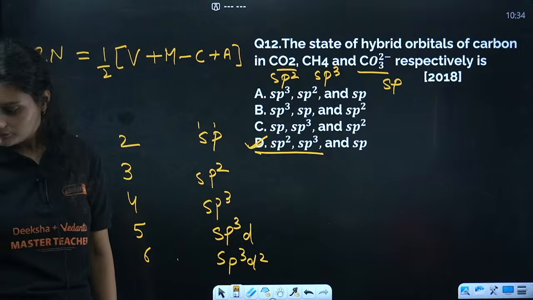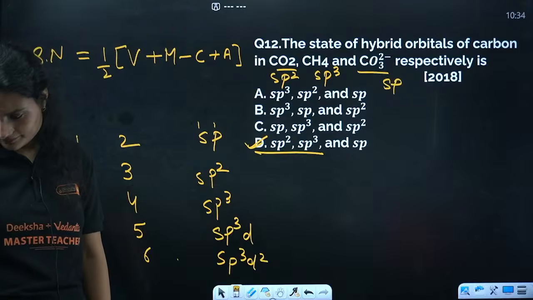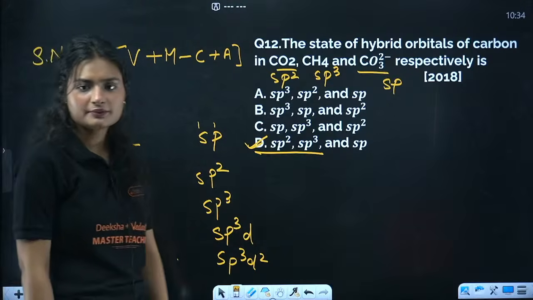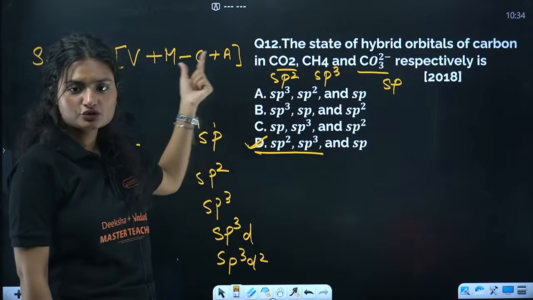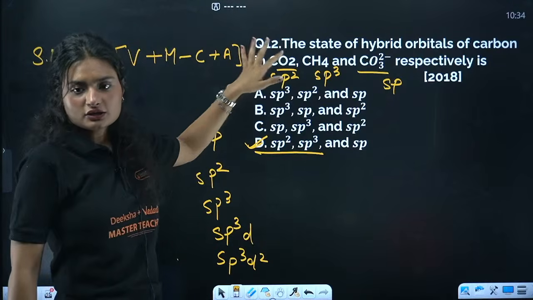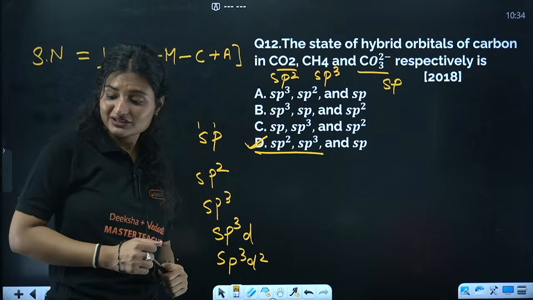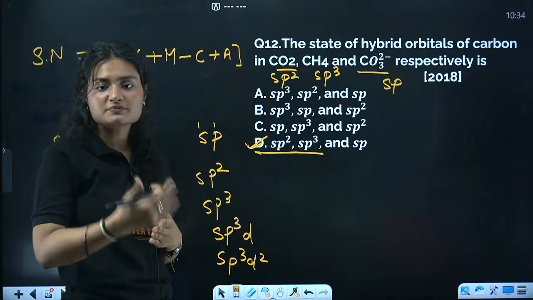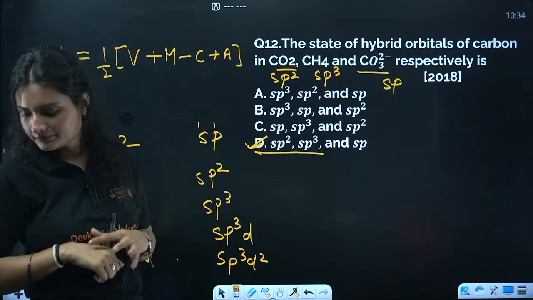So yes, the correct answer is option D. The steric number for CO2 will be what? Oxygen is not a monovalent atom. Oxygen is a divalent atom. It forms a double bond, not a single bond. Monovalent means atoms that form a single bond, which have a valency of 1.